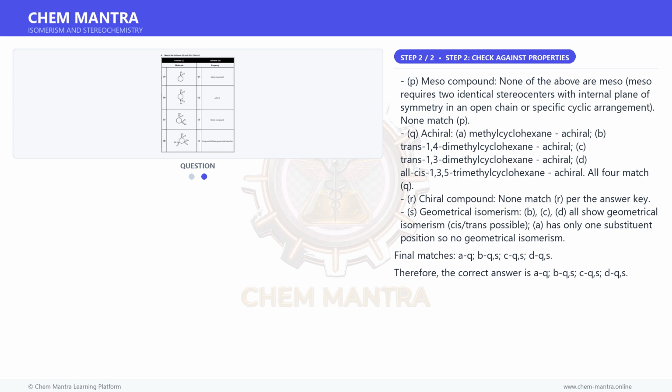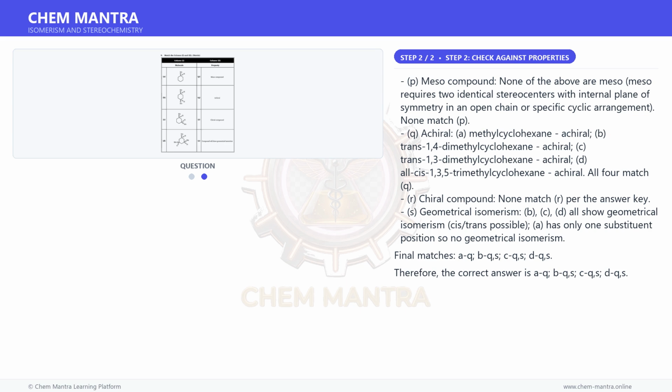Q, achiral. A, methylcyclohexane, achiral. B, trans-1,4-dimethylcyclohexane, achiral. C, trans-1,3-dimethylcyclohexane, achiral. D, all-CIS 1,3,5-trimethylcyclohexane, achiral. All 4 match Q. R, chiral compound. None match R per the answer key.